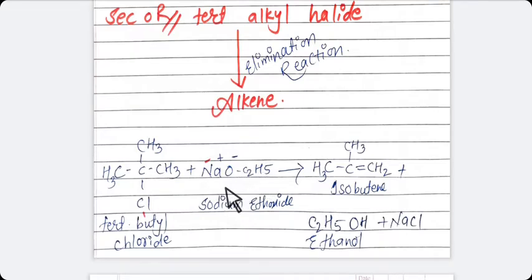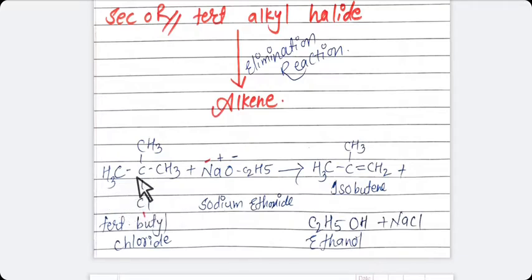Now see the example, tertiary butyl chloride. As you have seen, it is a tertiary group. The carbon atom which is attached with a functional group is connected with three other carbon atoms, means it is a tertiary group. It reacts with sodium ethoxide.